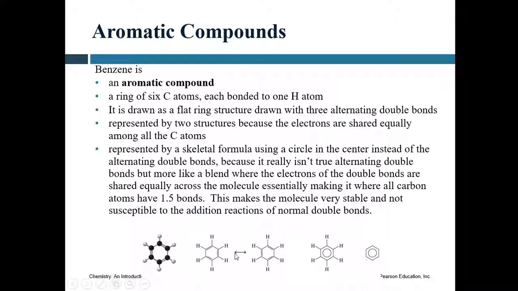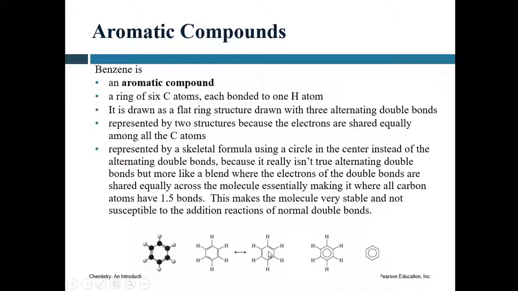Now, a more accurate way, but not the totally accurate way, is to draw it as 2 structures in resonance form, with this double-headed arrow here. It is represented by 2 structures because the electrons are shared equally among all carbon atoms. So by having it this way and then this way, it shows that on one hand the double bond is here, on the other hand the double bond is here. But in all honesty, the molecule does not go back and forth between them.